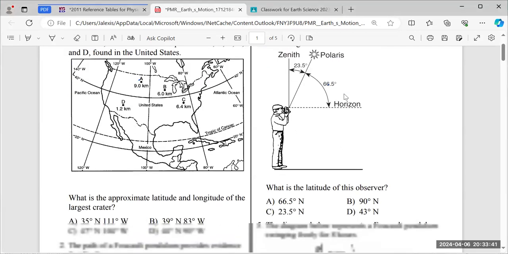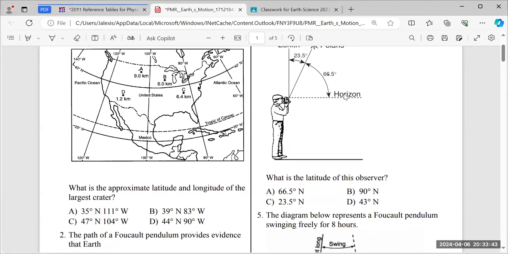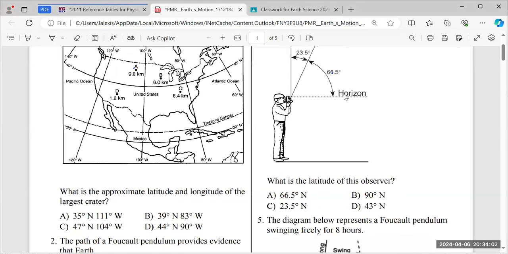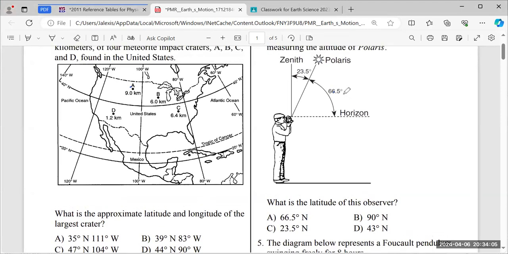The question says, what is the approximate latitude and longitude for the largest crater? They told us A, B, C, and D are all impact craters, and we need the approximate latitude and longitude for the largest one. So between A, B, C, and D, which one has the largest diameter? The one that has the largest is A. Now I'm going to look at the longitude and latitude.